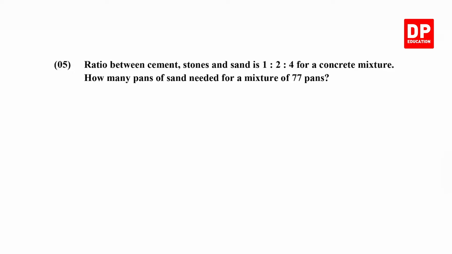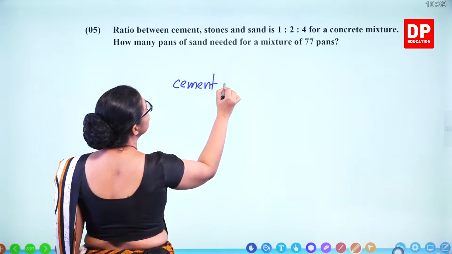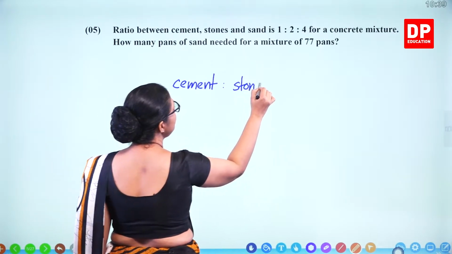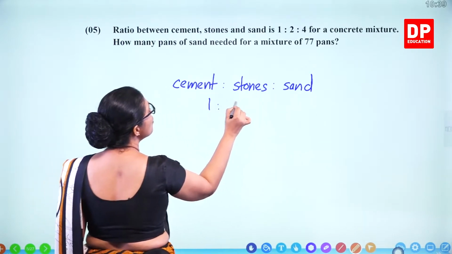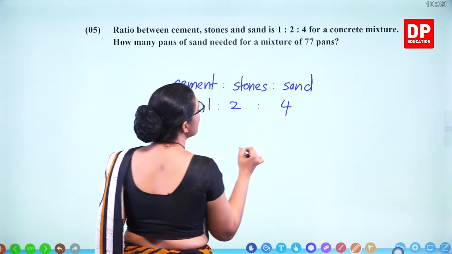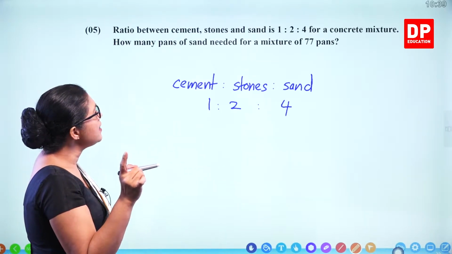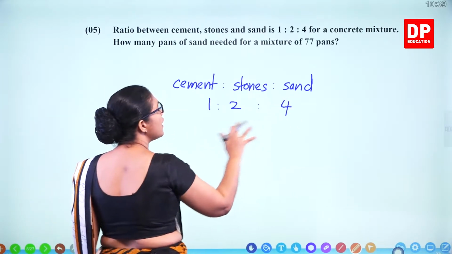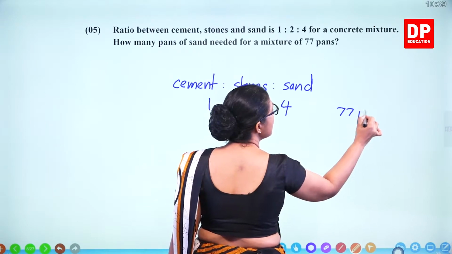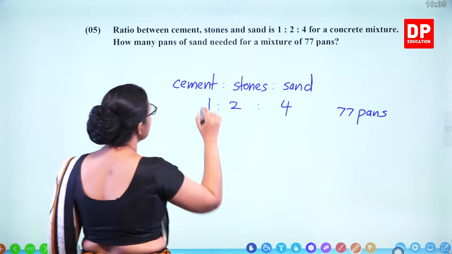Question number 5. Ratio between cement, stones and sand, 1 to 2 to 4 for a concrete mixture. How many pans of sand are needed for a mixture of 77 pans? So altogether 77 pans. We need only the number of sand pans here.